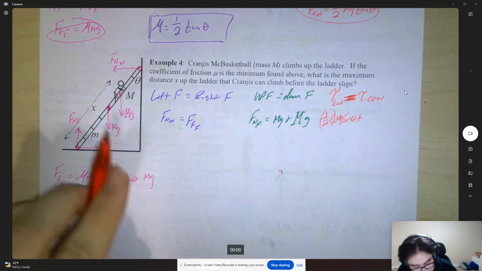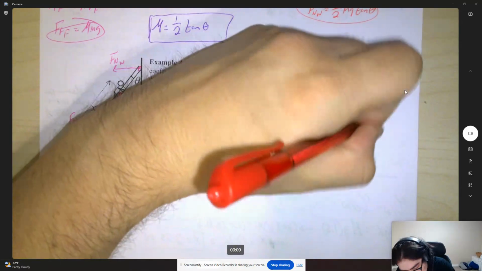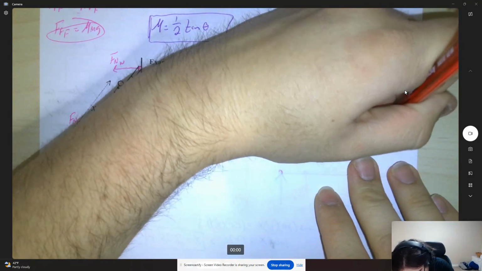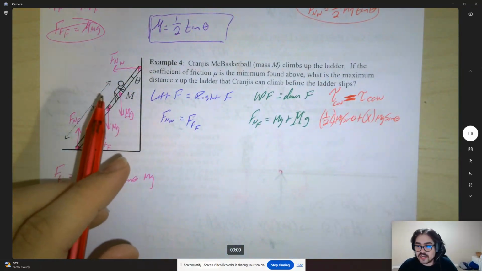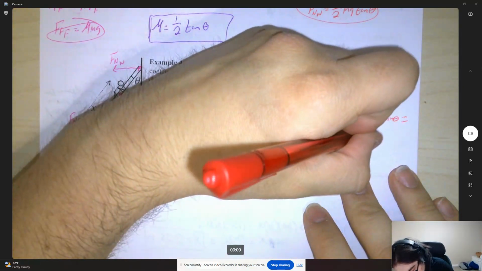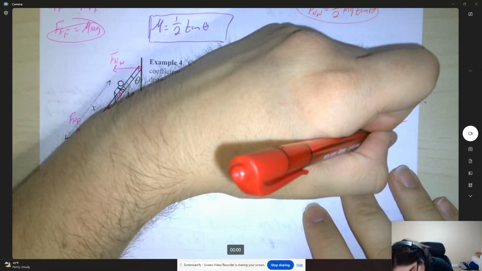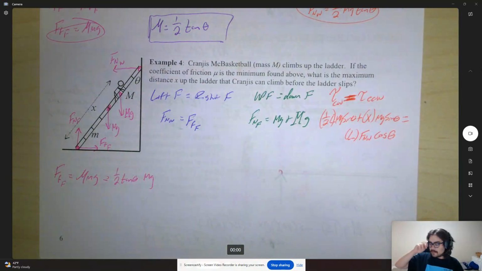Okay, plus I need to account for him, who's up some distance x. I don't know what the x is. x mg sine theta. Okay, and then the normal force is unchanged. Equals the normal force of the wall, which is just going to be L, normal force of the wall, cosine theta. Okay, just like we saw last time.